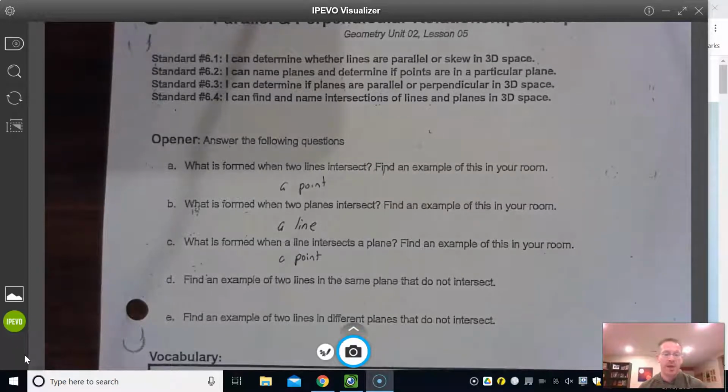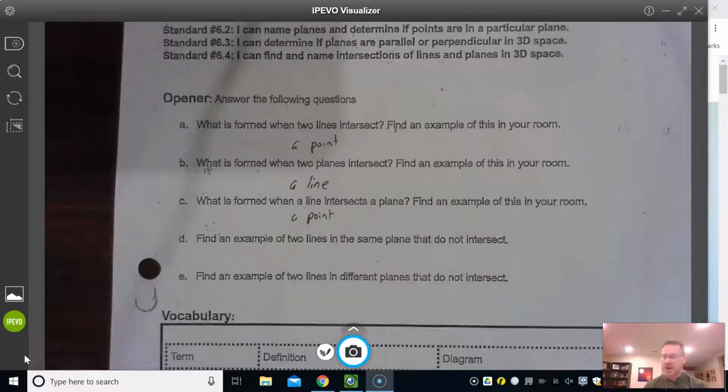Find an example of two lines in the same plane that do not intersect. Hopefully you saw that. And find an example of two lines in different planes that do not intersect. That's actually the difference between parallel and skew lines, and we'll get to that in just a moment.